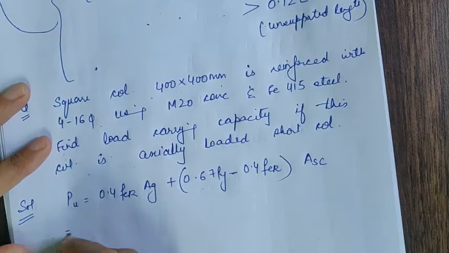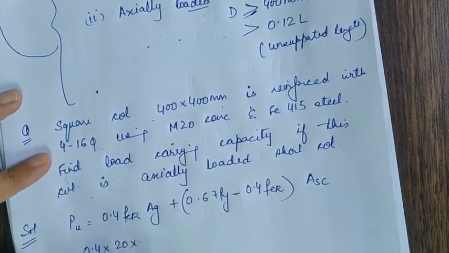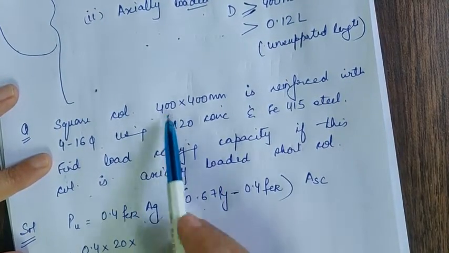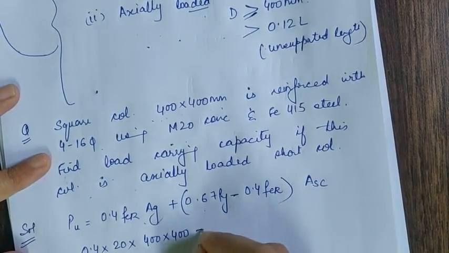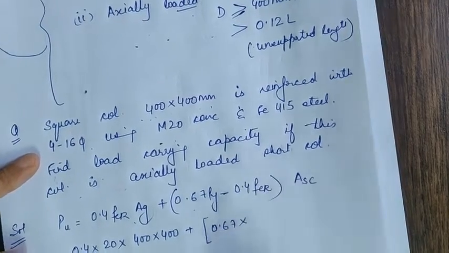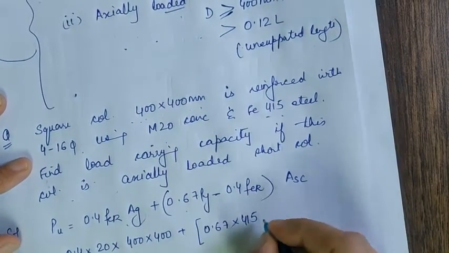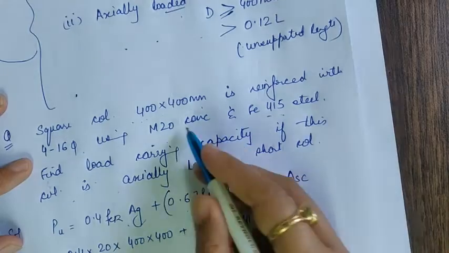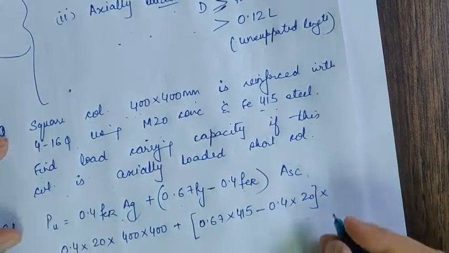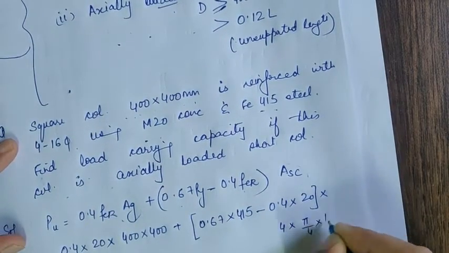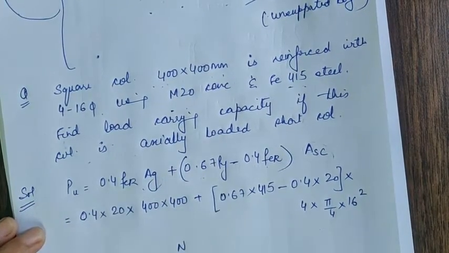Pu = 0.4 FCK Ac + 0.67 Fy Asc. FCK is the characteristic strength, because we are using M20 concrete, we'll take it as 20. Then the gross area, we are using a 400 by 400 cross section, so the gross area is 400 by 400, plus 0.67 Fy. We are using Fe 415, so this is 415 minus 0.4 into FCK, which is 20, into Asc. We are using 4 bars of 16 mm dia, that means 4 into pi by 4 into 16 square. Calculate it.